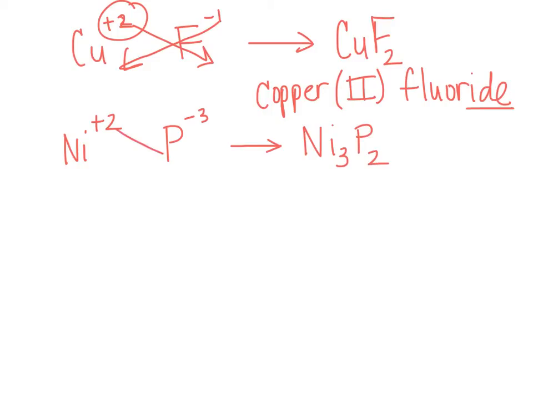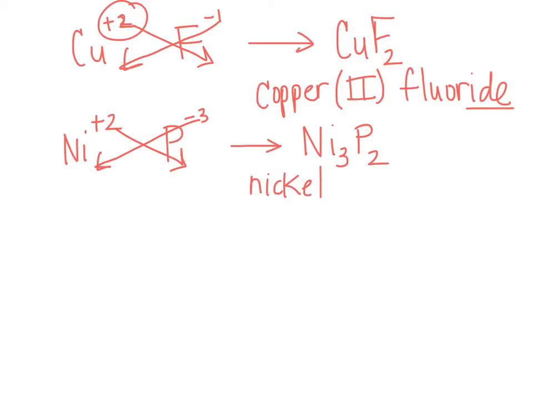So if you did the crisscross, the 2 comes down there and the 3 over there. So you can very easily do crisscross, or you could do the math in your head. A common multiple between 2 and 3 is 6. And the name of this would be nickel.